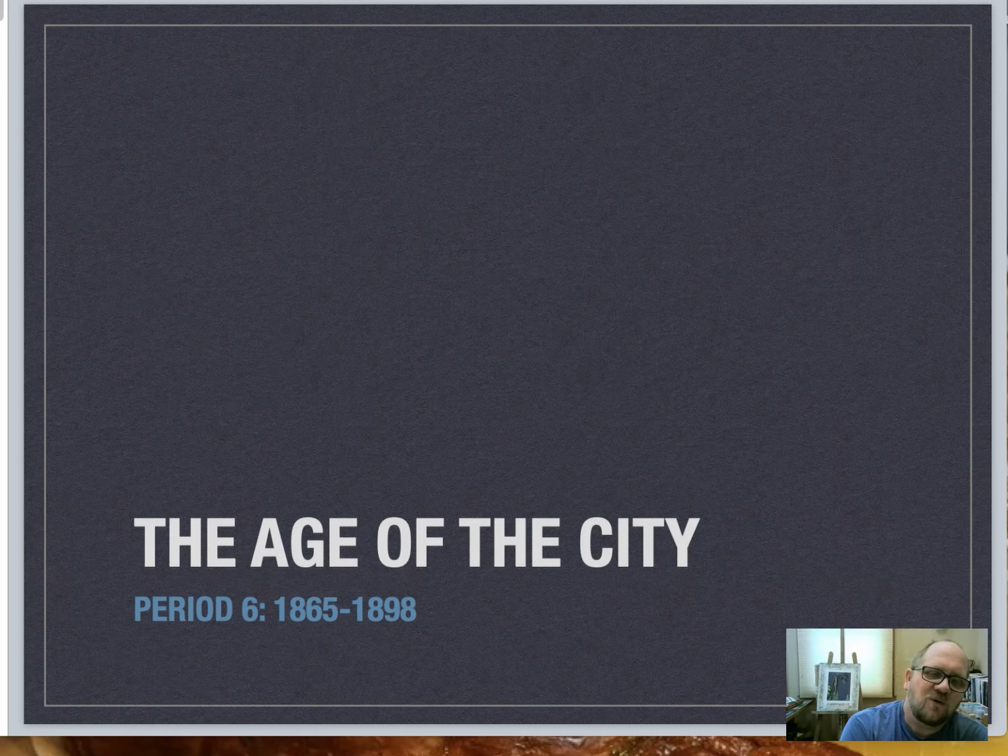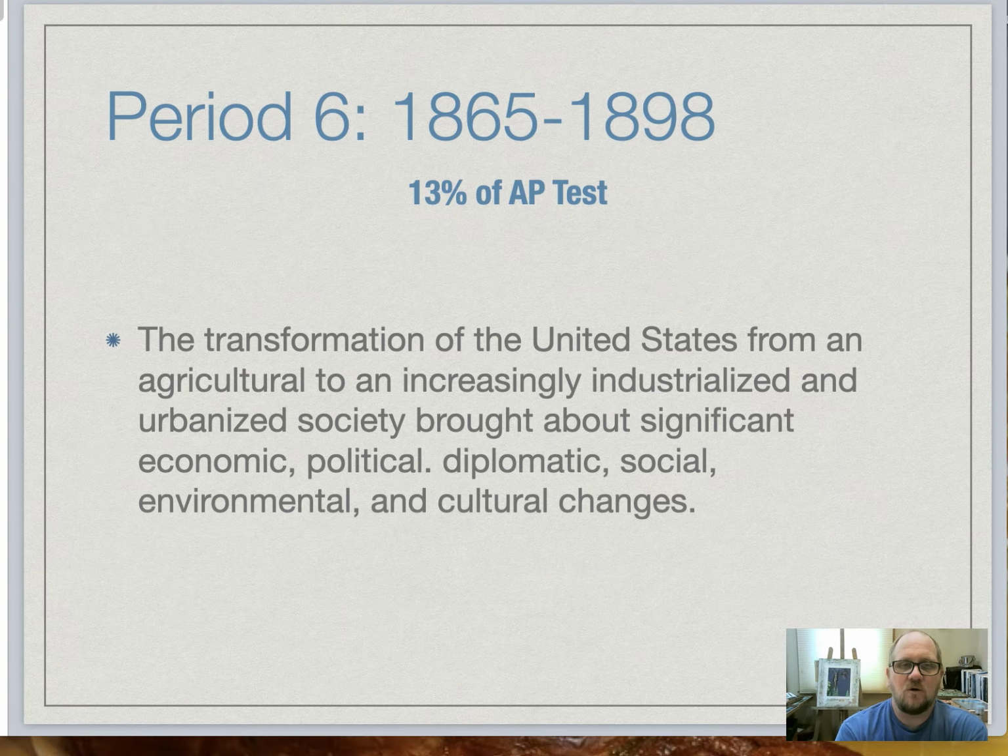Hi, we are going to be looking at now chapter 18 in Brinkley, Age of the City. This is going to be sort of the urbanization, immigration part of this Gilded Age unit, this period 6. So let's get started. Period 6, like we know, is basically this time period from post-Civil War through 1898.